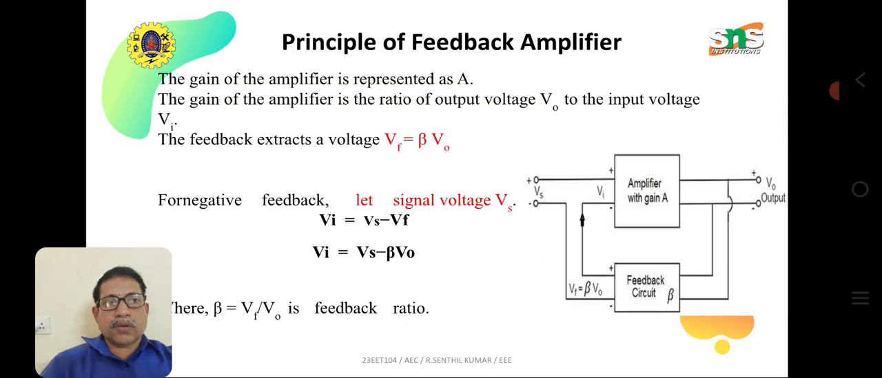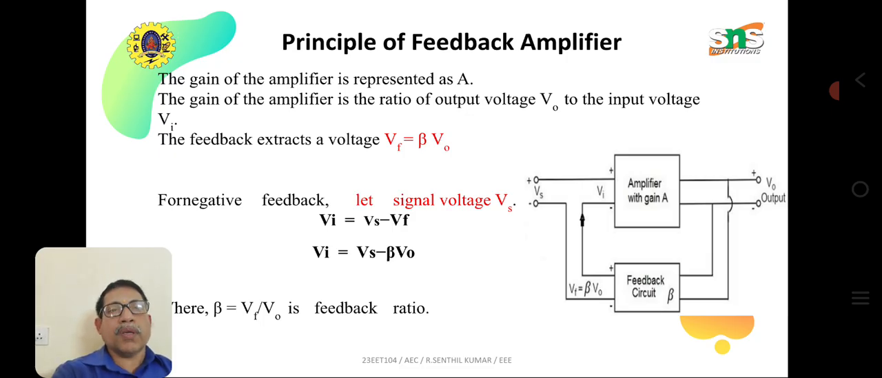The left hand side portion, the circuit, is already explained, and here the terminal A is the amplifier gain, and the terminal beta is nothing but the feedback circuit gain. Vs is the overall input of the amplifier with feedback, and Vi is the input for the amplifier without feedback, and V naught is the output, and this output is given to the feedback element, where Vf is nothing but beta into V naught, which is already explained in the previous slide.